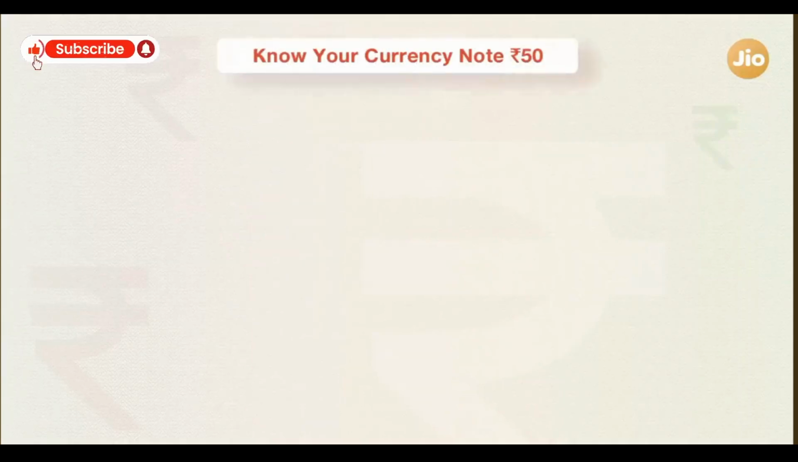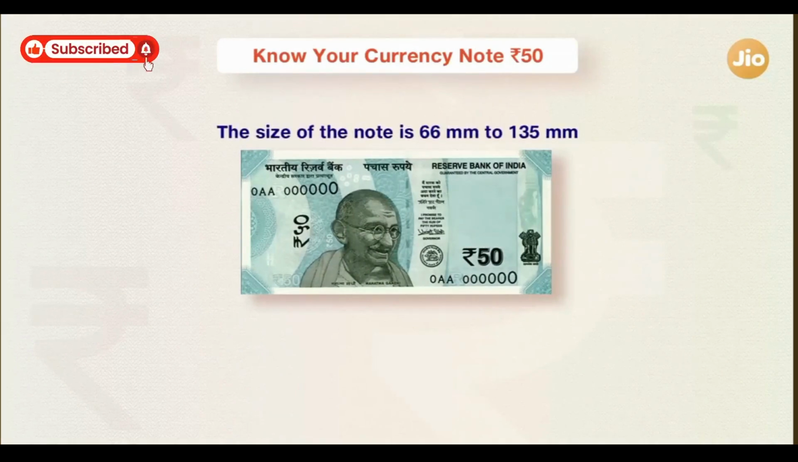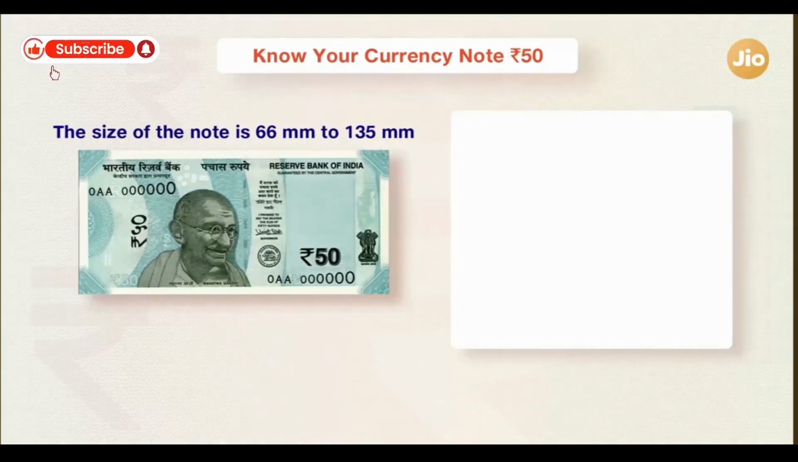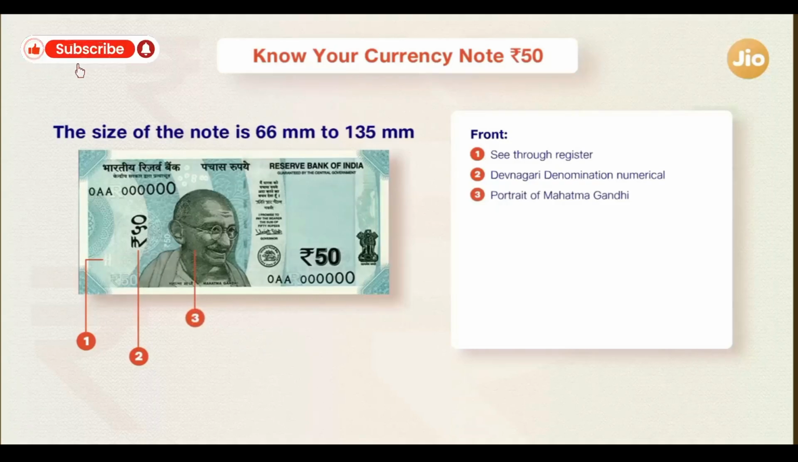Now, let's have a closer look at the rupees 50 currency note to know it better. First, the size of the note is 66 mm to 135 mm. At the front, you will find the following. First, the see-through register. Second, Devanagari denomination numerical. Third, portrait of Mahatma Gandhi.